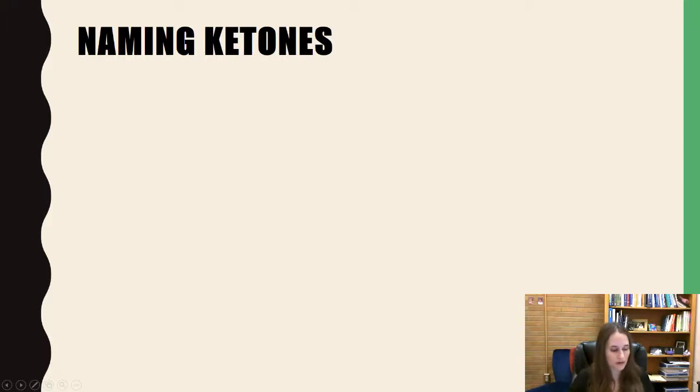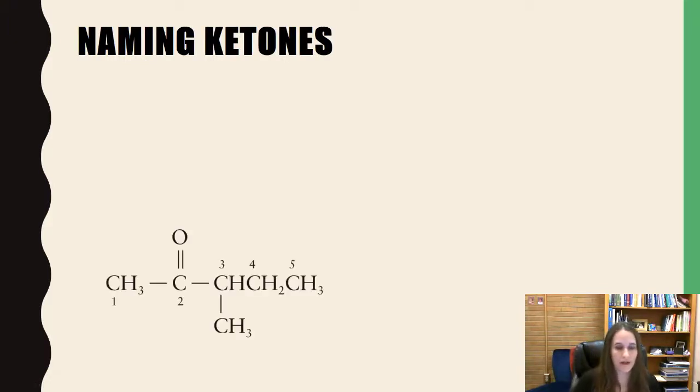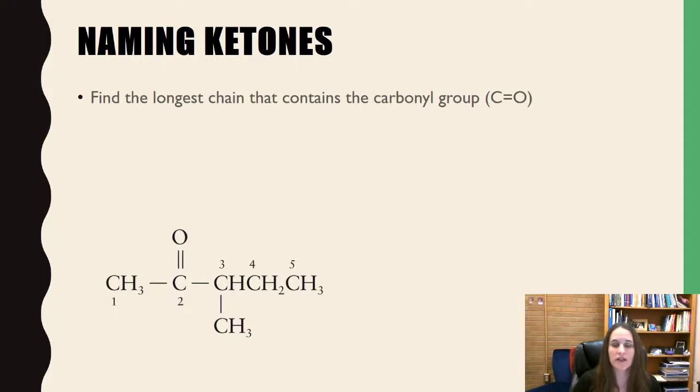Naming ketones is similar. Here we have one we could name. You could pause and even just make a prediction on how it would be named. You're going to find the longest chain that contains the carbonyl group. So it has to go through that carbonyl group. That carbon needs to be one of our carbons.